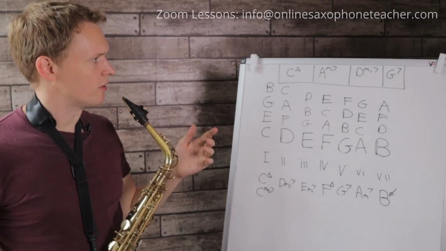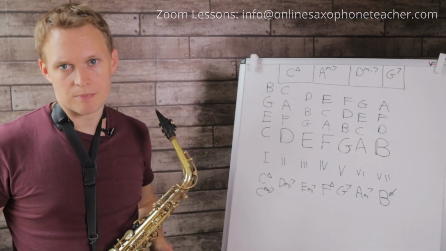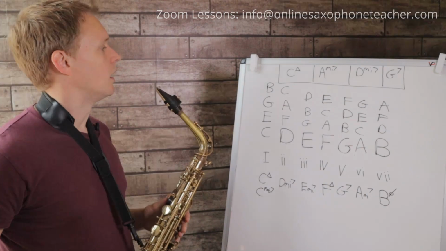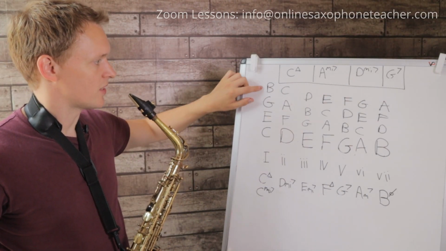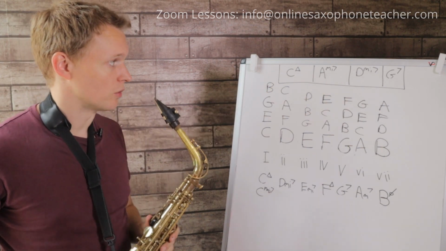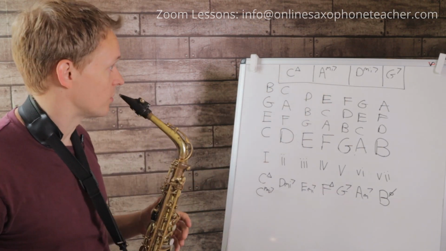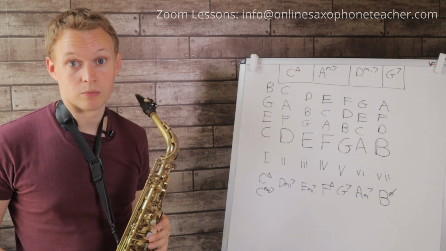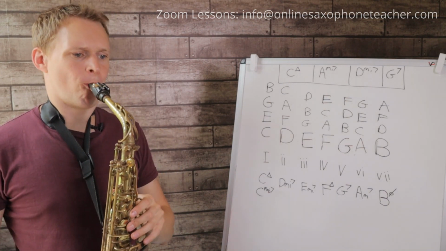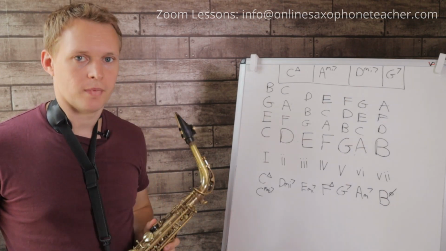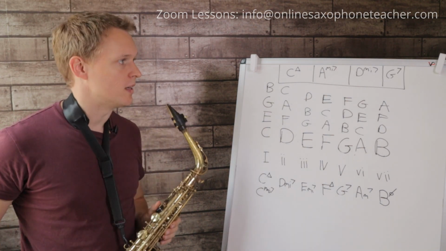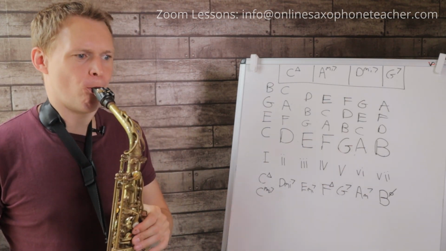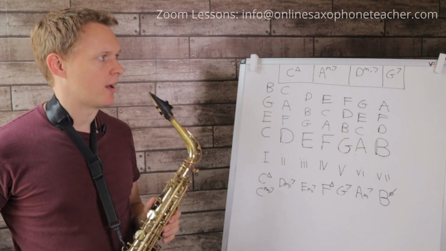All right, so what I've done here is written out almost the same chord sequence as we had last time. So for a chord tone solo, we're going to use the 1, 3, 5 and 7 now on each of these chords. So let's just go through those. C major 7 will sound like this. A minor 7, D minor 7, and G7.